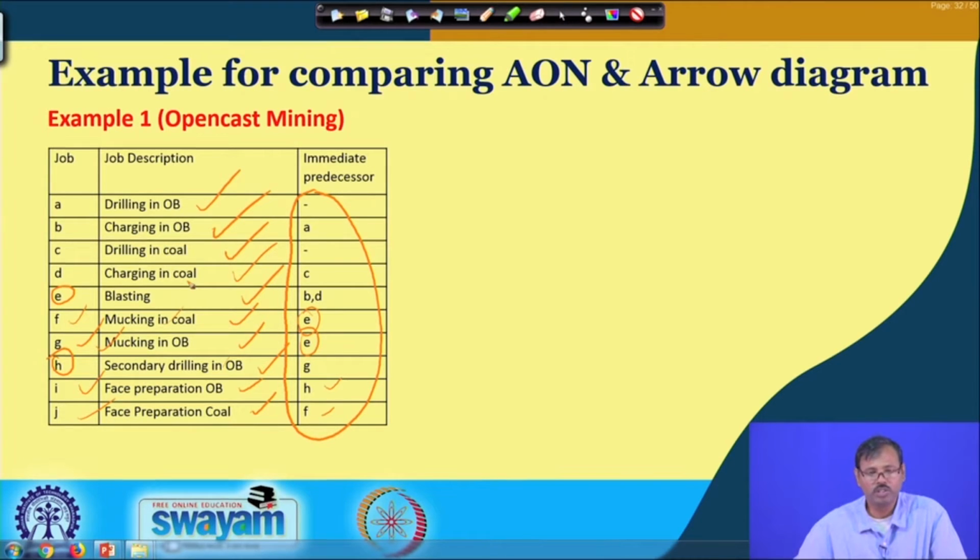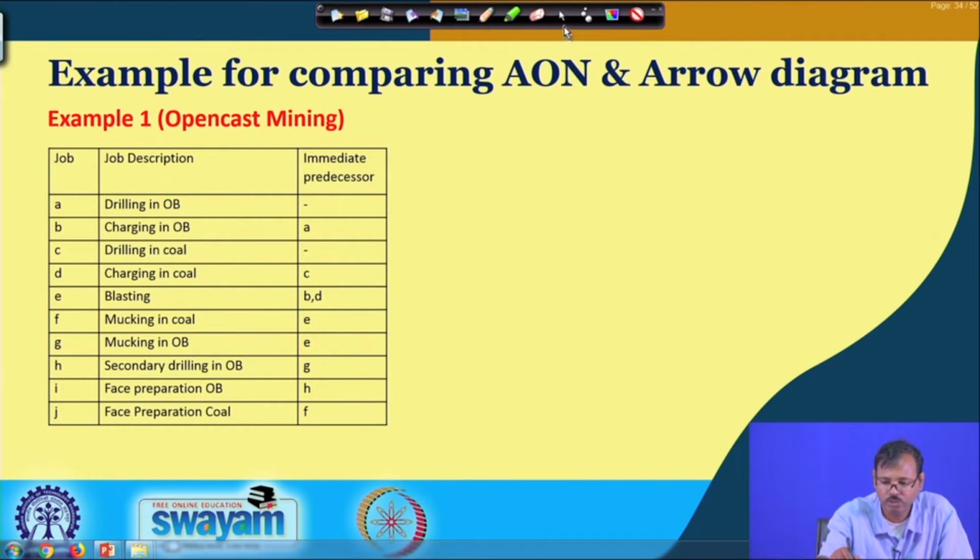So, this is a very simple network and very easy for a mining engineer to understand how drilling, charging, then blasting has to be carried out, then the mucking will be carried out, big boulders will be sorted, then the secondary drilling and blasting, actually secondary drilling plus blasting, will be carried out on the big boulders, then the face will be prepared for the overburden and coal for the next round of operation. So, this is very easy to understand.